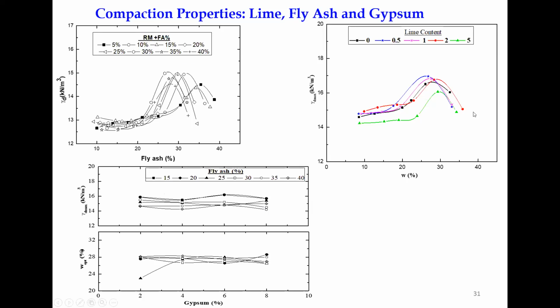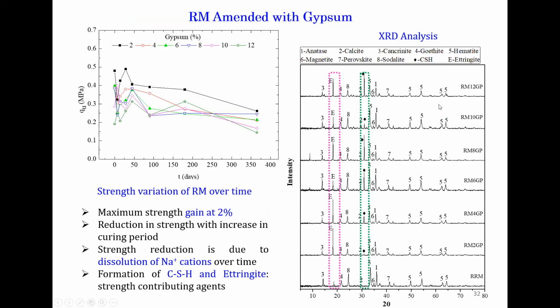in different proportions, and this is red mud amended with lime content. This is red mud amended with gypsum. Here, these are the strength results. You can see the erratic strength values of red mud amended with gypsum. First of all, there was no improvement in the strength; rather, the strength decreased over a period of time. It was monitored up to 1 year. So we don't know what was really happening inside it.